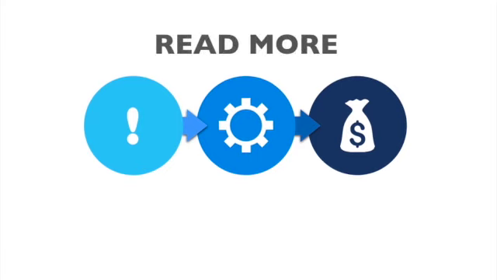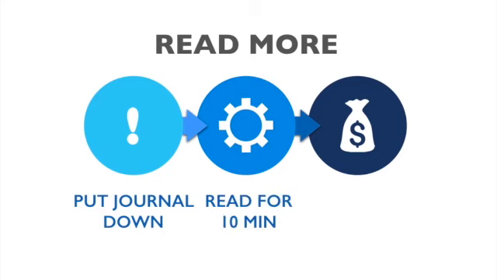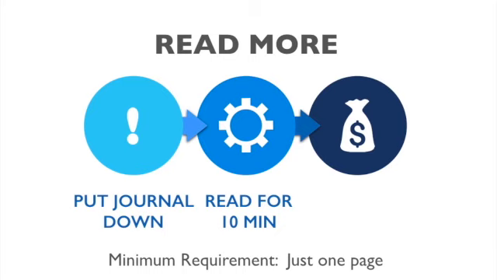If you want to read more, okay, well, what time of day are you going to do this? Is this a morning habit? Is it in the afternoon? Is it when you get home from work? Well, what if it's before bedtime? So you get into bed, you journal for a couple minutes, and maybe you read for a couple minutes. So the trigger is putting your journal down. The action is to pick up a book and read for 10 minutes, or your minimum requirement, just 1 page.